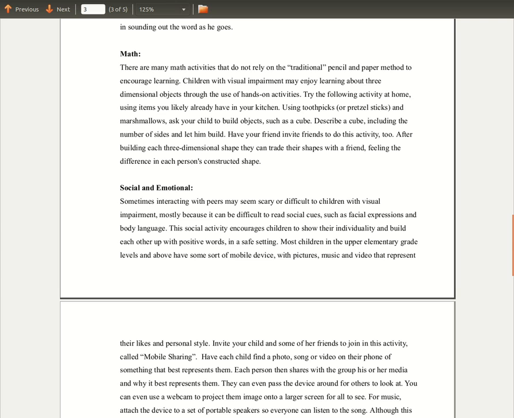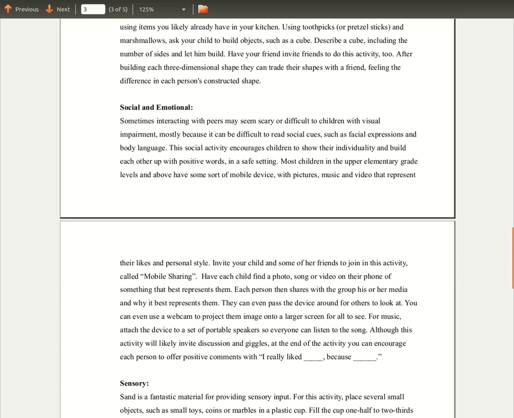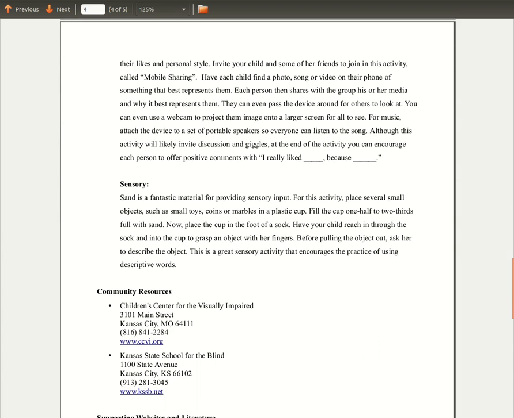Now, most children in the upper elementary grade levels, and even above that, have some sort of mobile device, such as an iPod or some sort of cell phone. Usually they have their own pictures and music and videos that represent what they like in their personal style. In this activity, your child may have some friends over, and you can invite them to do what's called mobile sharing. Have each child find a photo or a song or a video on their mobile device of something that best represents them. Now, each person would then share with the group his or her media and why it best represents them. They can even pass the devices around for others to look at.